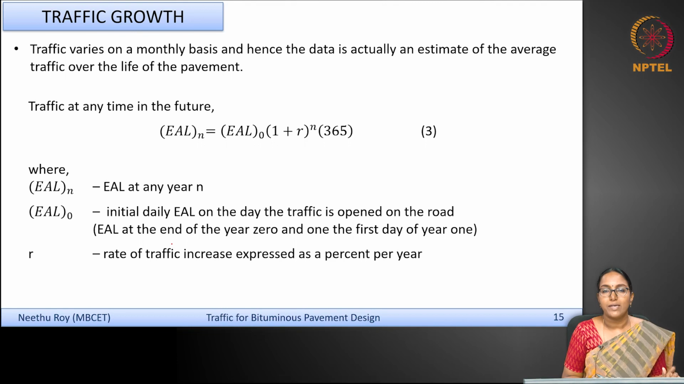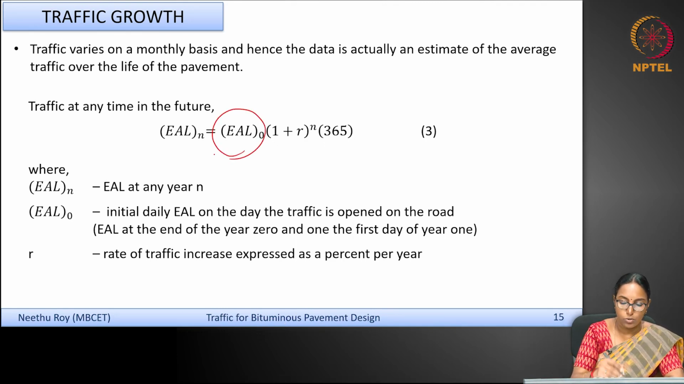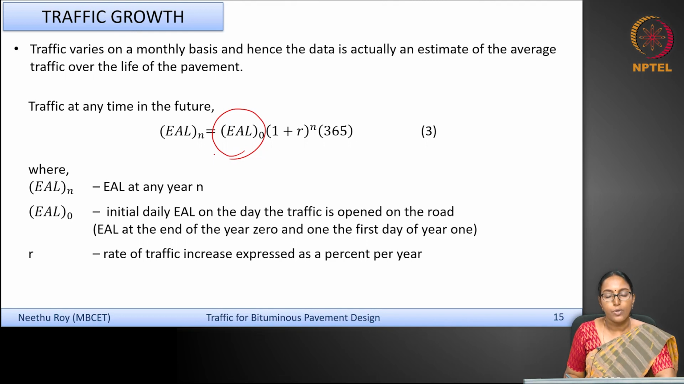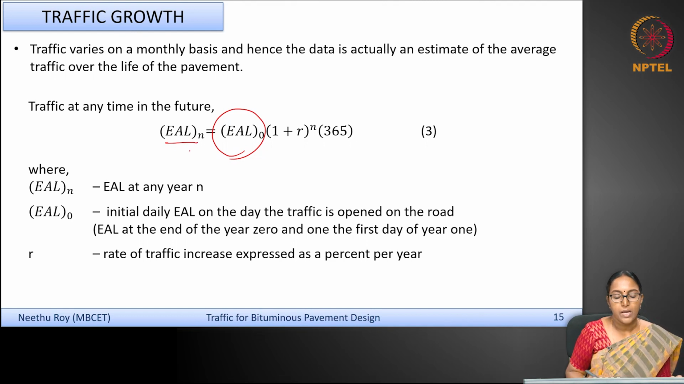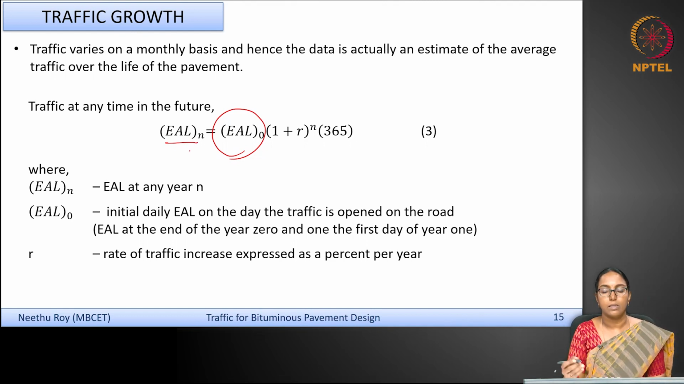One more aspect is that this traffic actually varies on a daily basis as well as on a monthly basis. So the data that you actually use is an estimate of the average traffic over the life of the pavement. Now, let us say that we know the initial traffic on day 1 or day 0, say for example EAL0. If you want to find out the traffic on a future date EALn, then you can find it by projecting it by this expression, which is EAL0 into (1 plus R) raised to n, into 365.